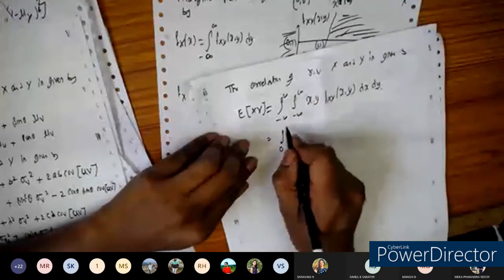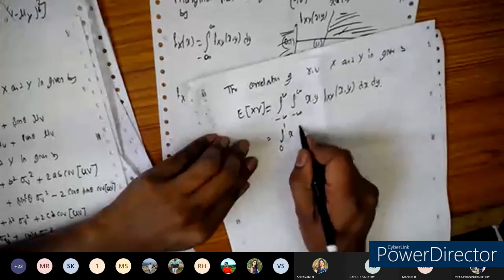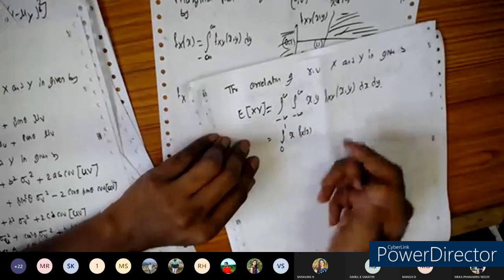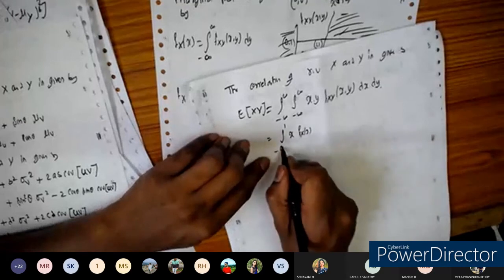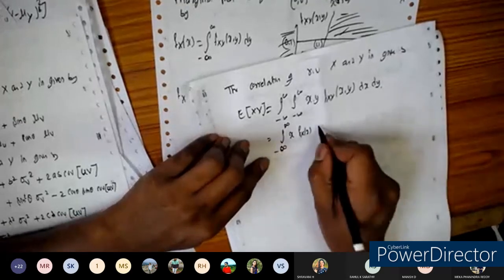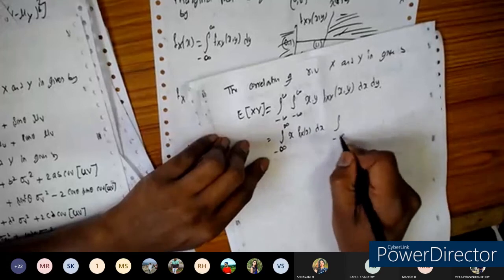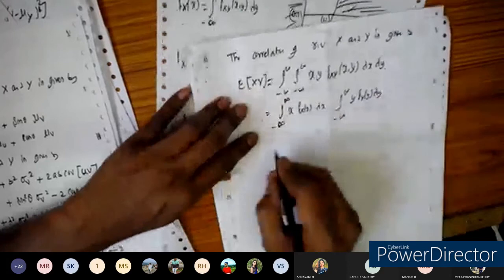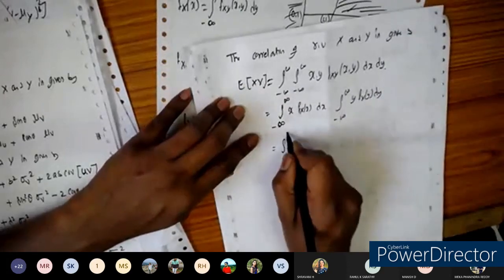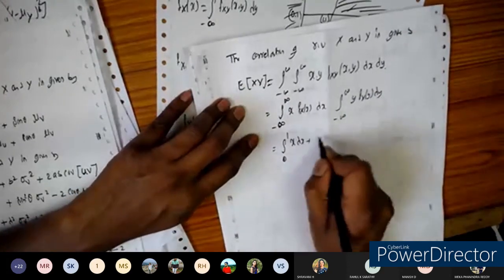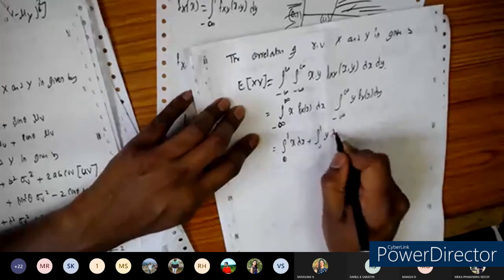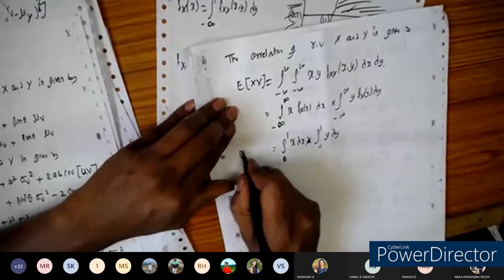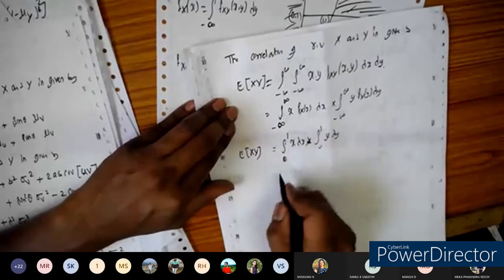So for x, you're going to get 0 to 1 x into fx of x into dx. Similarly, from minus infinity to plus infinity, y into fy of y into dy. We can write this expression straight away: 0 to 1 x into dx, not plus, but a product, 0 to 1 y into dy. That is the correlation between the random variables x and y.